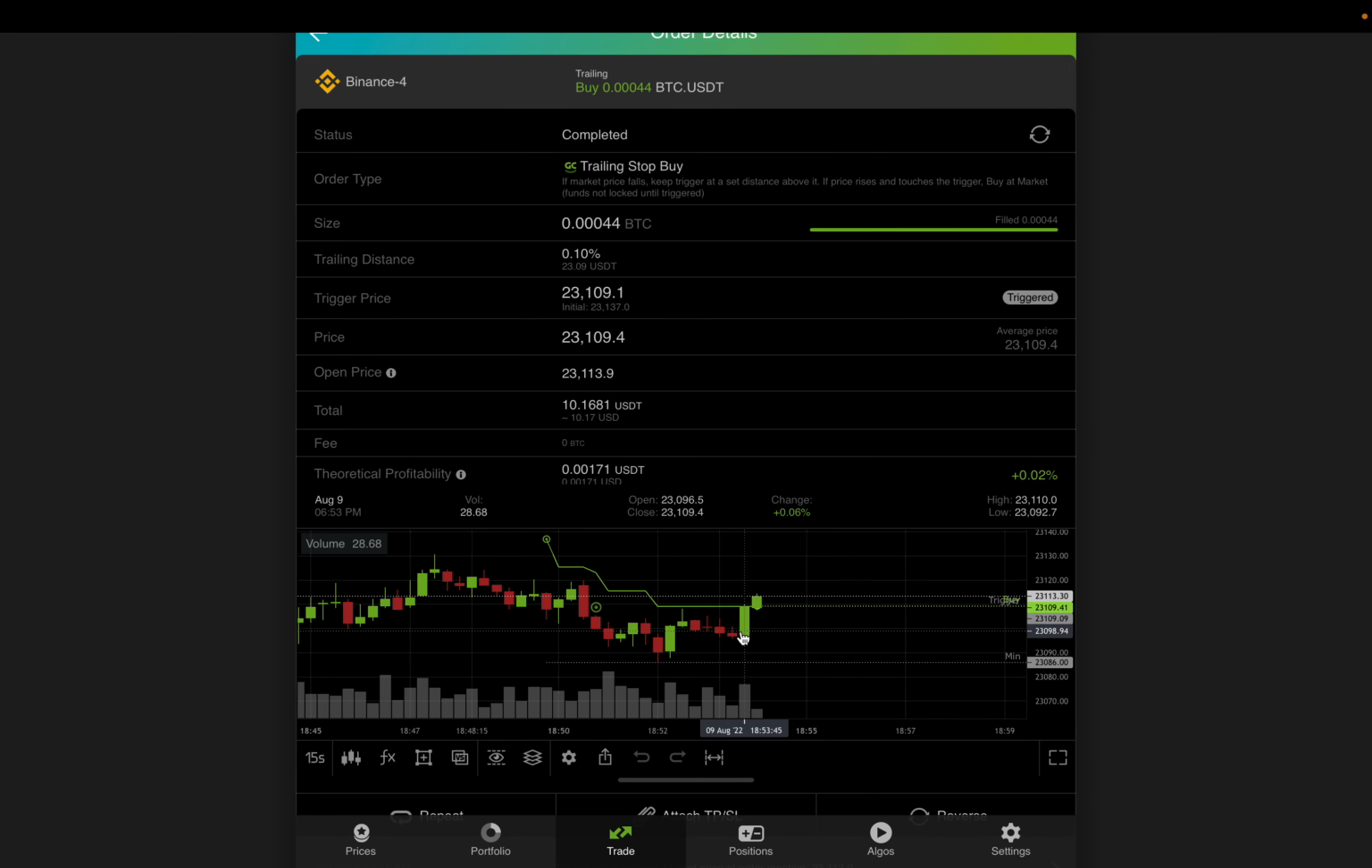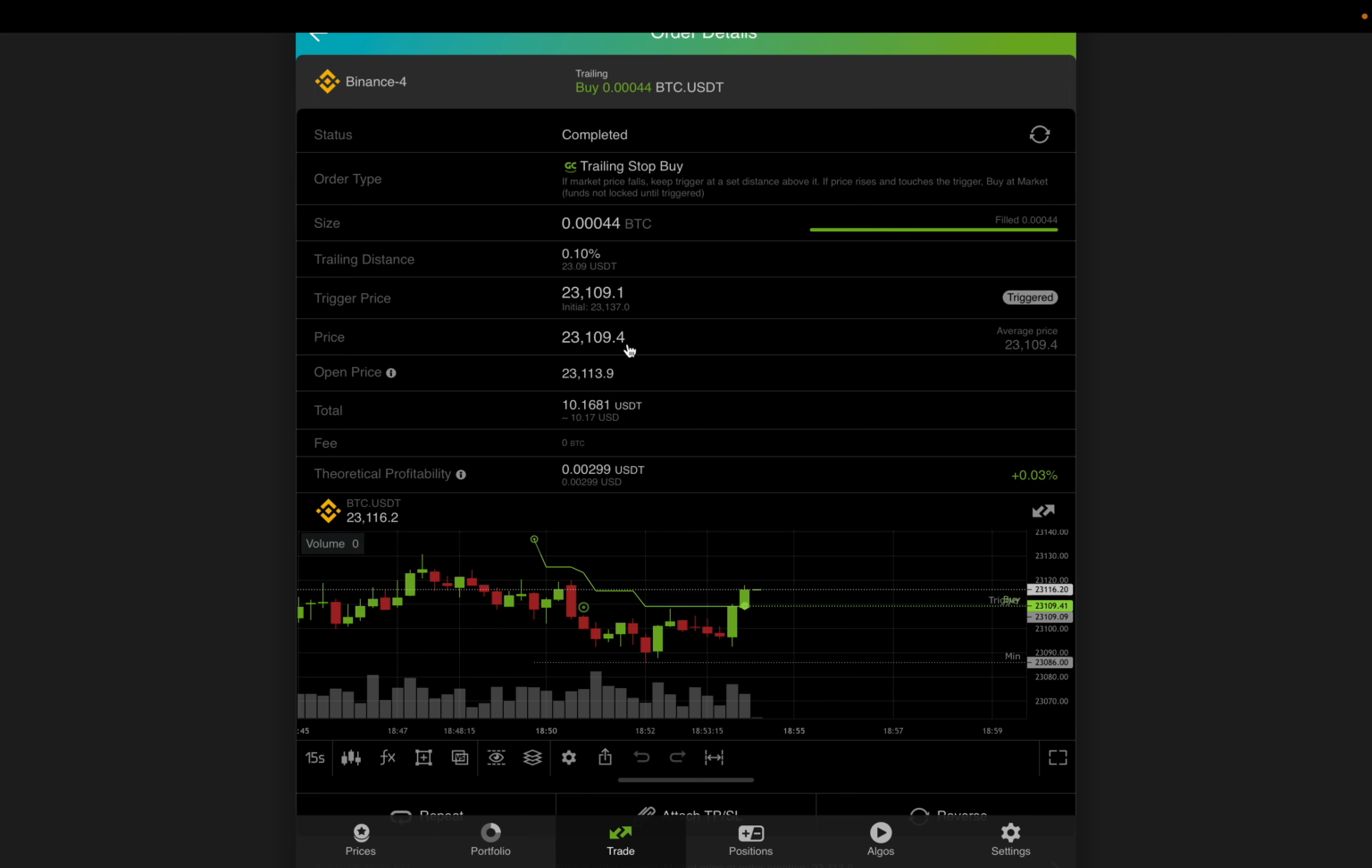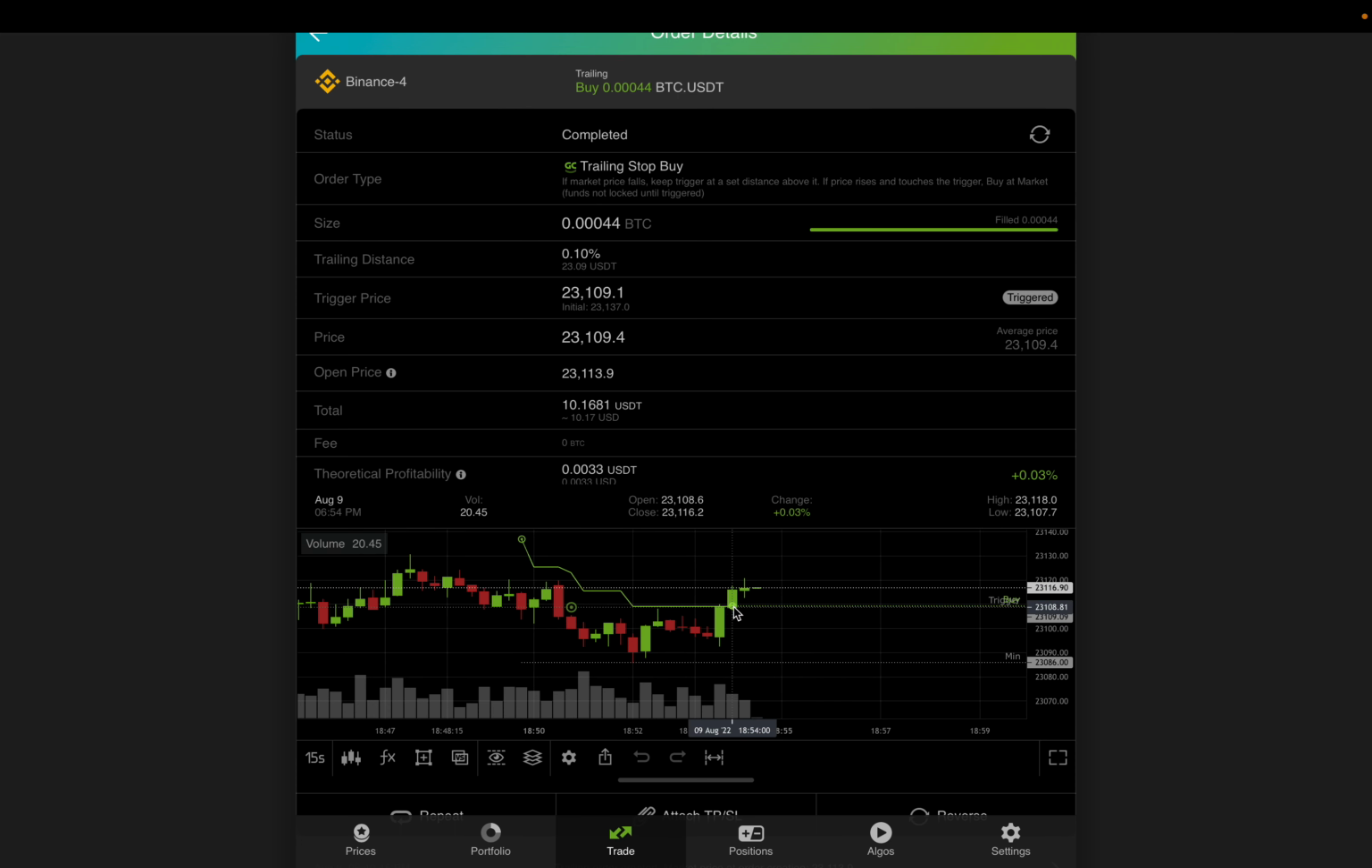Okay, let's see here. So that was the trigger price, 2309.1, and that was the actual execution price, 2309.4. So that is the slippage that you had. The slippage here is really small. The difference between 0.1 and 0.4, 30 cents, is the difference. It's a rather small difference, as I said. This is a rather liquid pair, so trailing stop orders with market orders at the end are a good tool here.